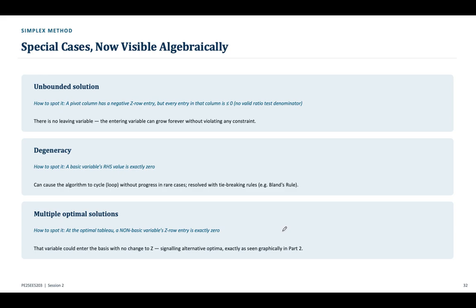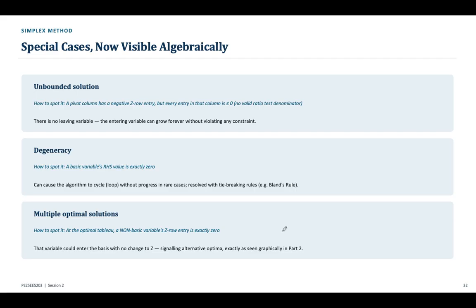So the second is degeneracy. This occurs when a basic variable has right hand side equal to 0. The algorithm can sometimes move from one basis to another without improving the objective, or can even cycle in specially constructed cases. Rules such as Bland's rule can be used to prevent cycling. The third is multiple optimal solutions. At an optimal tableau, if a non-basic variable has zero coefficient in the objective row, it may be possible to bring that variable into the basis without changing the objective value. That signals an alternative optimum also.